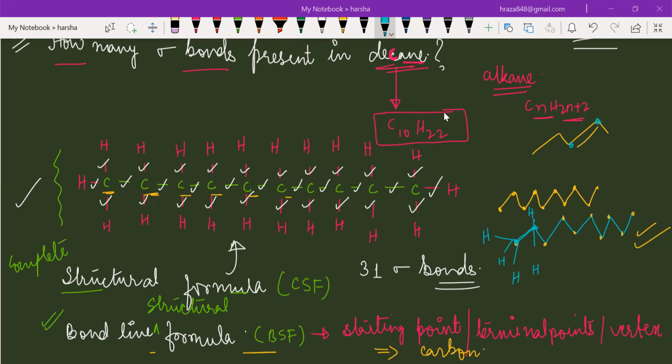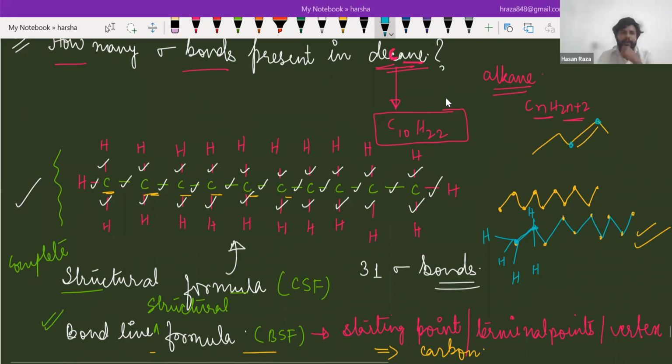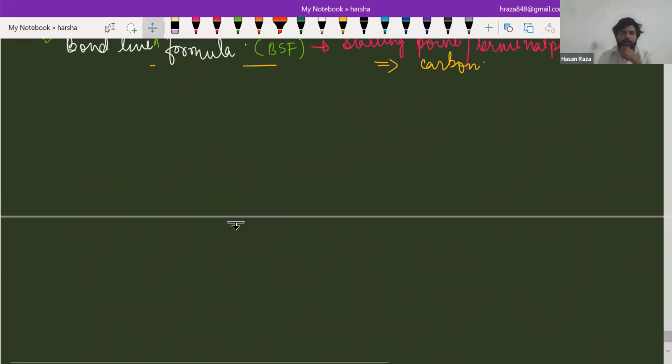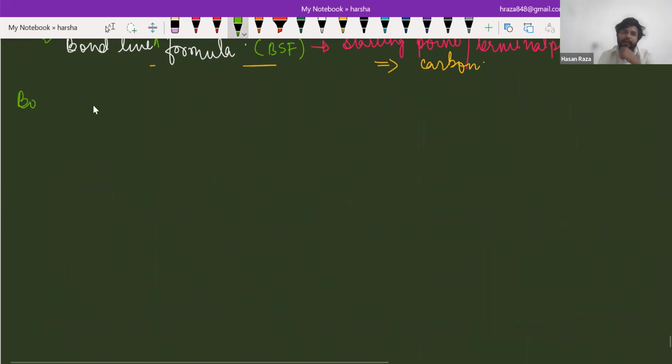Yes, sir. Okay. So I was explaining the bond line structural formula. It's very easy to understand. I will start from the very basics. So see, it's very easy.